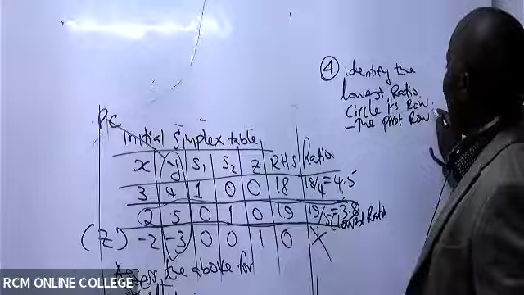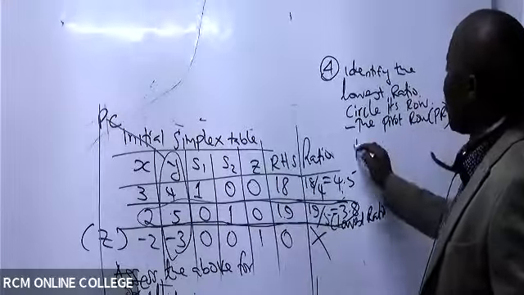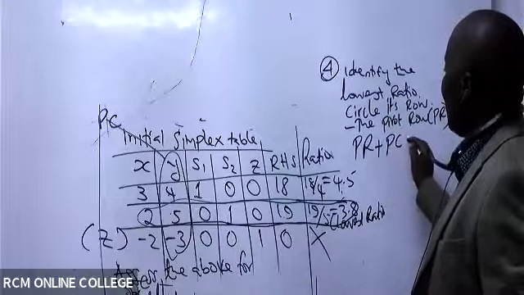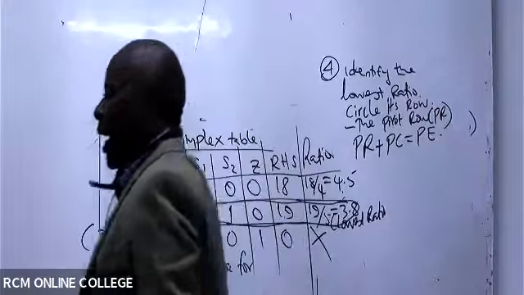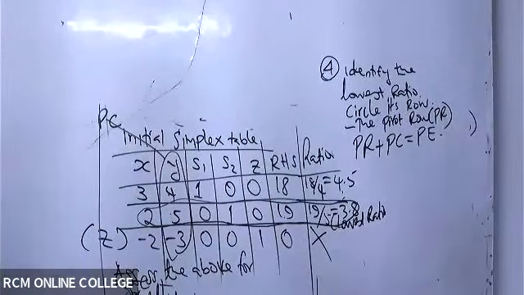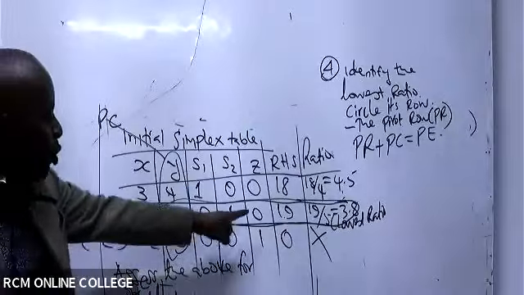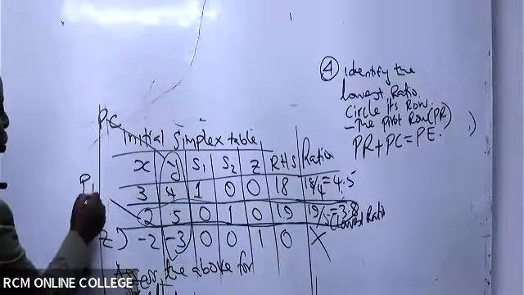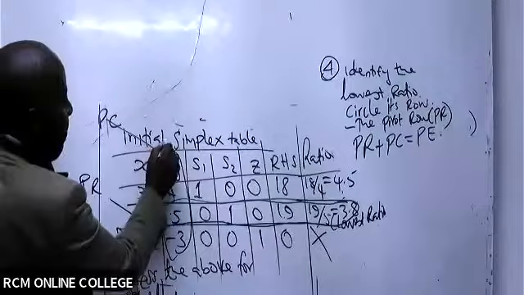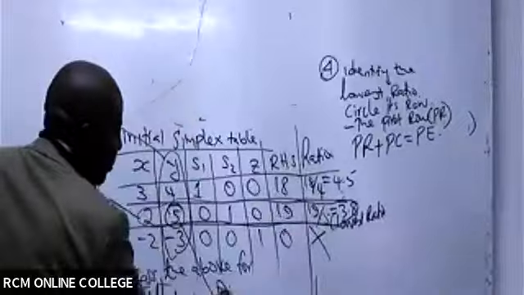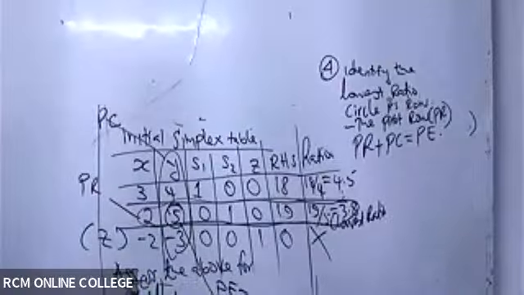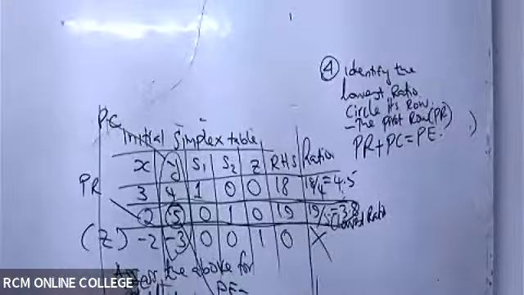Ladies and gentlemen, this pivot row will be our PR. You are supposed to know that PR plus PC equals PE, pivot row plus pivot column equals pivot element. Please write in full. Where my pivot row meets my pivot column, the number at the intersection here is a very special number. We call it the pivot element.